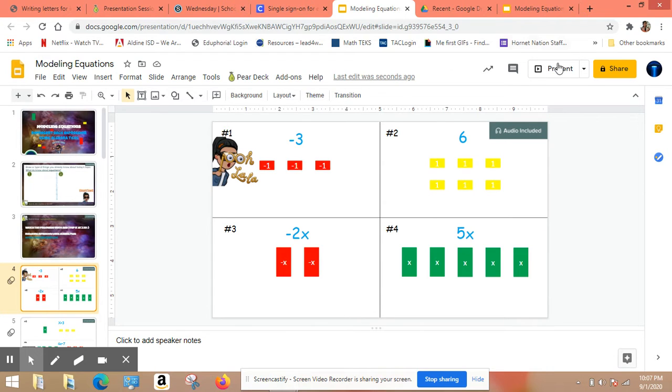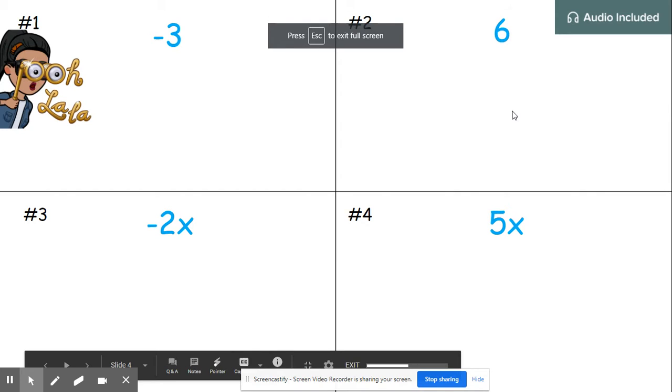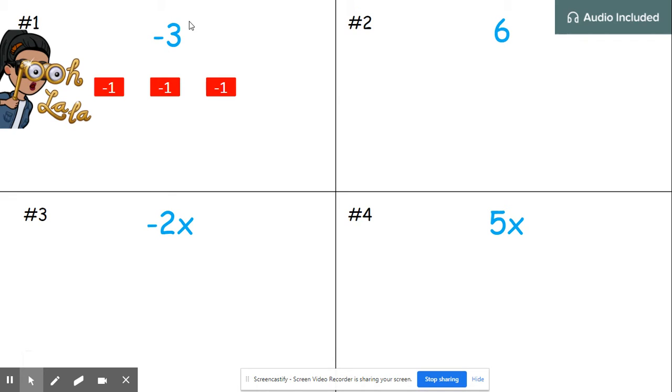So number 1. We want to know how to represent -3 with our algebra tiles. So we have 1, 2, 3. These little red boxes represent negatives. So we have our -1 units, 1, 2, 3. Boom, -3. Okay, so 6 is represented by a different color. Our positives are going to be represented by yellow. So 1, 2, 3, 4, 5, 6. Negatives are red, positives are yellow.